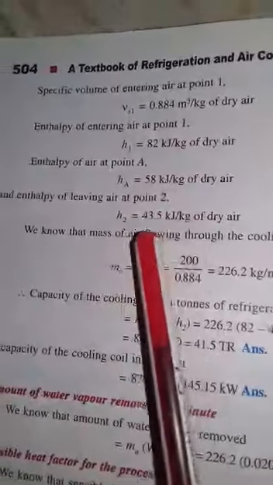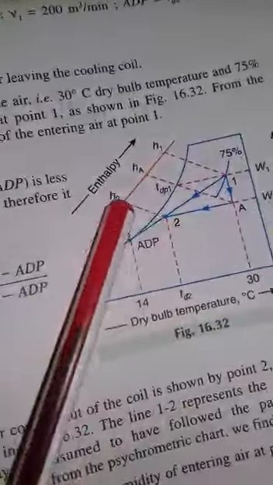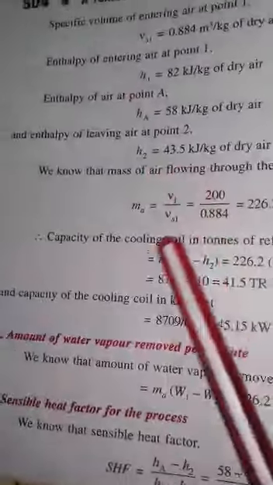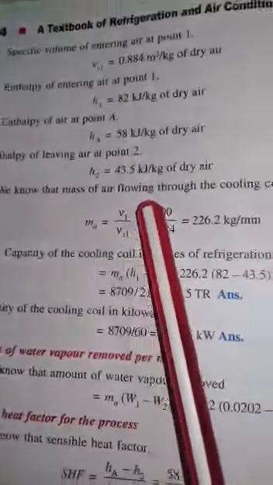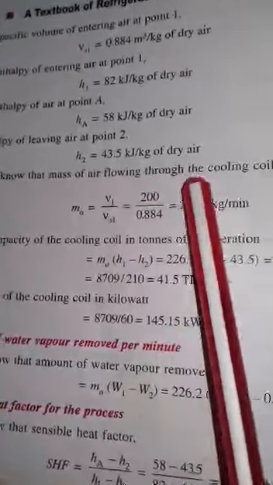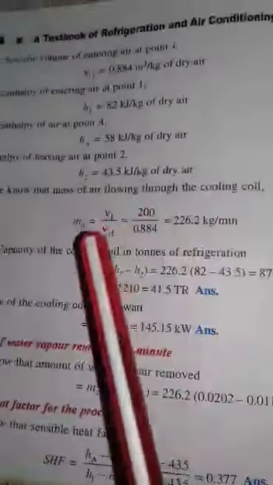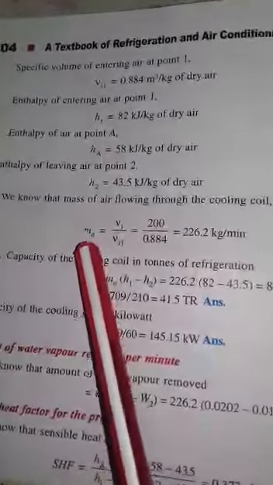So we got these values. Now we know the mass of the air flowing through the cooling coil, that is Ma, that is V1, which is given as 200 in the question, divided by Vs1, which we have seen from the chart. So the mass of the air coming is 226.2 kg per minute, which will be coming from the outside.